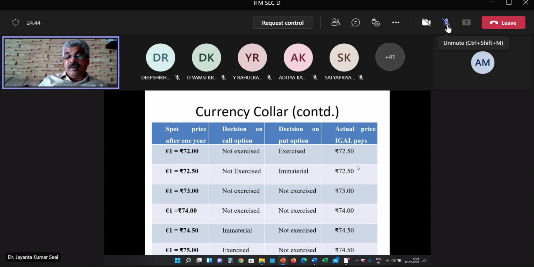So your upside profit was unlimited, but the downside risk you are limiting by receiving a premium. So your entire premium outgo is coming down. Your risk here is restricted to 74.5, but you are also limiting your profit. By limiting your profit, you are also reducing your premium outgo. That is the major purpose of constructing a currency collar. Any question?